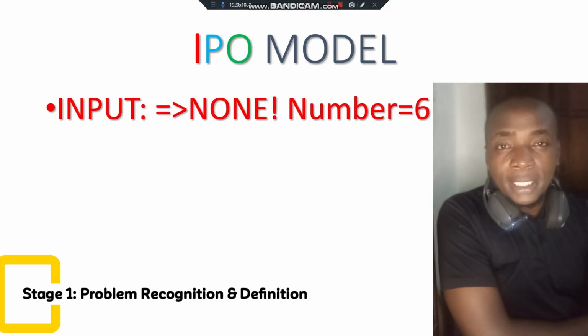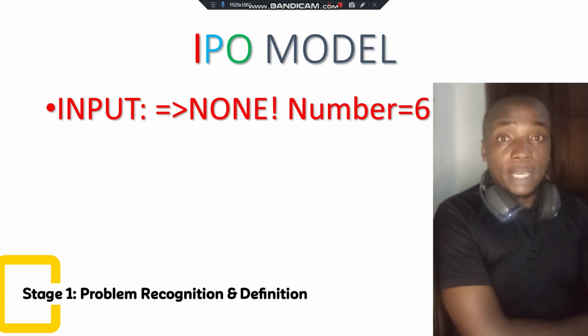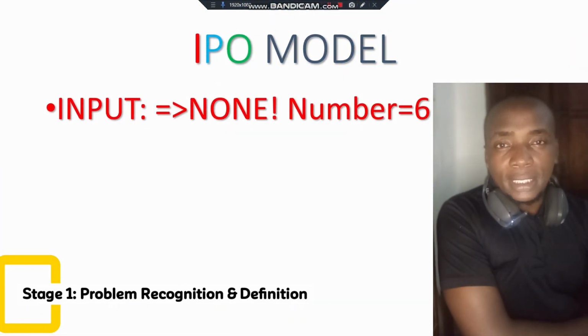What is our input? Surprisingly, there is no input in this program. Rather, we are going to set the initial number to be 6. Tell the computer, since we don't have an input, you're going to assume that the first number is 6. That's all. Now, what about the processing?